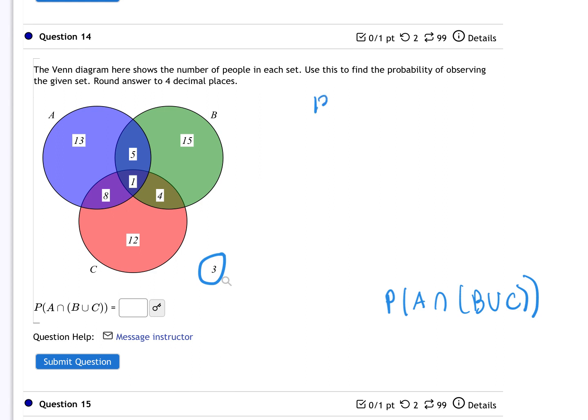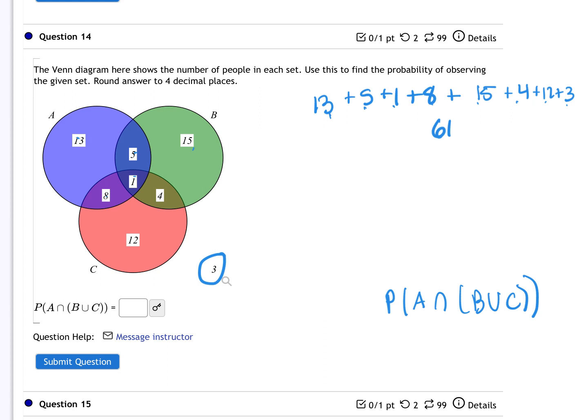So we have 13 plus 5 plus 1 plus 8 plus 15 plus 4 plus 12 plus 3. Did I get them all? 1, 2, 3, 4, 5, 6, 7, 8. So adding these up, we've got 61. All right, so 61 total in our whole universe.